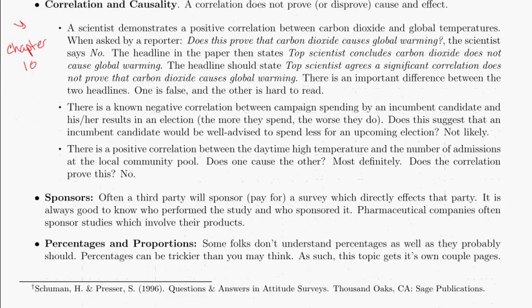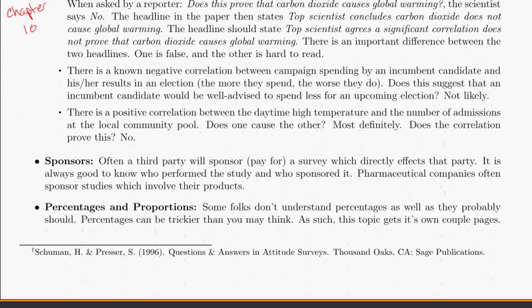Oftentimes you will hear results from clinical trials or surveys, and the trials are sponsored by a given group. And when a trial is sponsored by somebody, it means that it is paid for by that organization. And so you should always be on the lookout for who is paying for the trial, because that can, if not directly, indirectly influence the outcome.